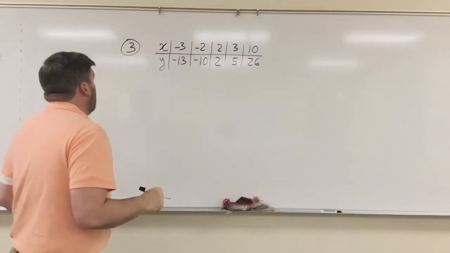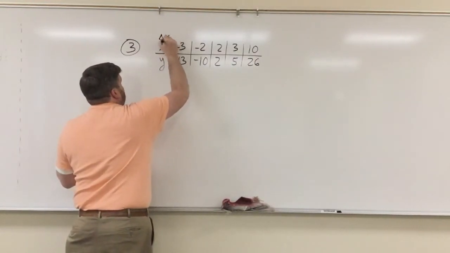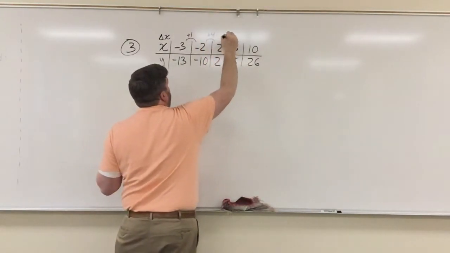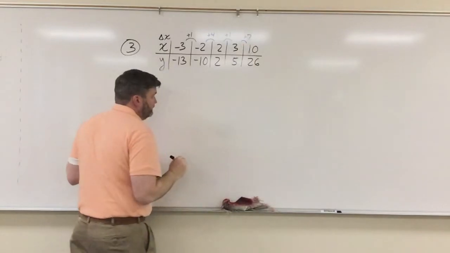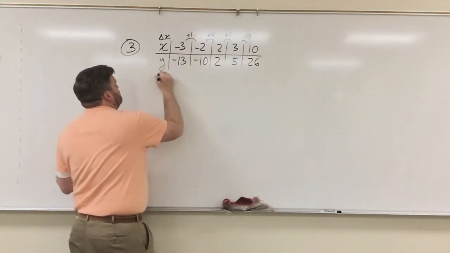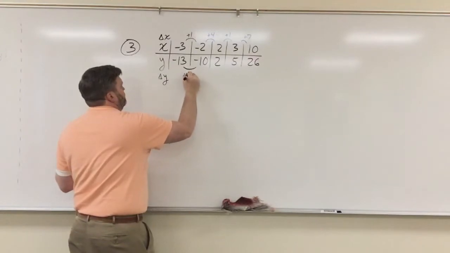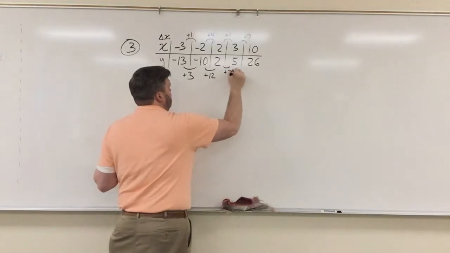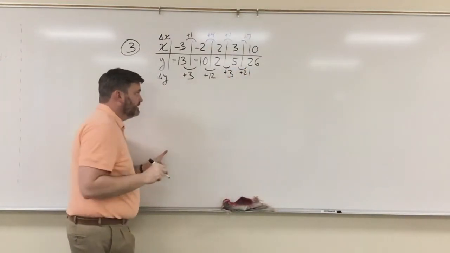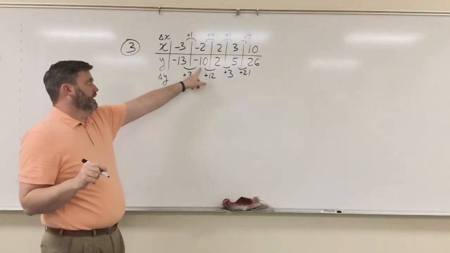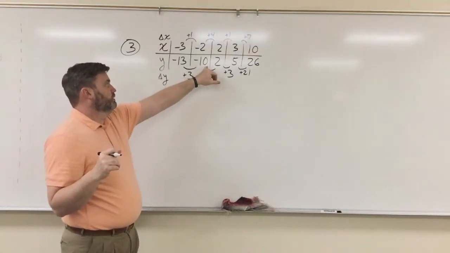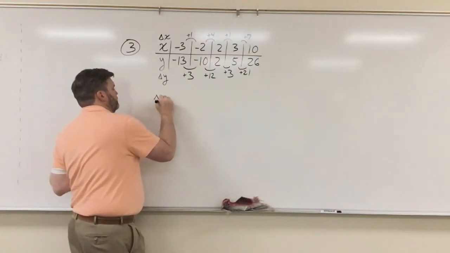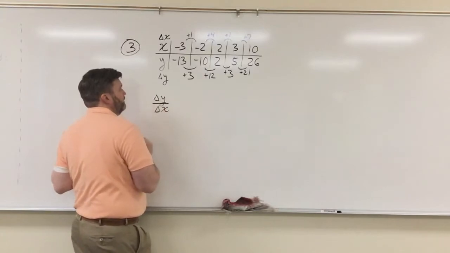All right, change in x: +1, +4, +1, +7. Change in y: +3, +12, +3, +21. If you made a mistake, it's usually here. But -10 to 0 is 10, 0 to 2 is 2, 10 and 2 make 12. So this one's a little more challenging than the last one.